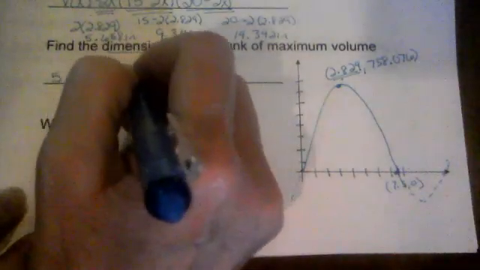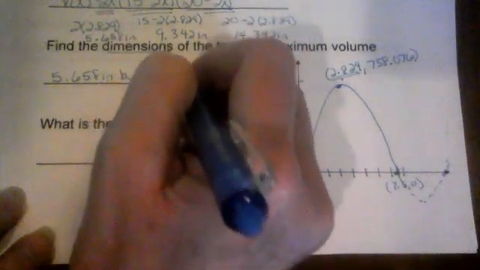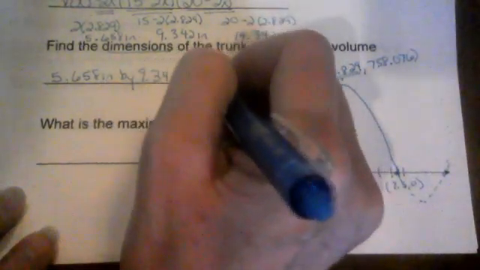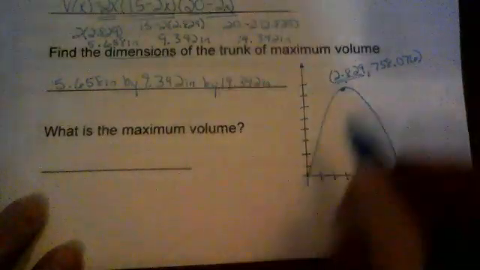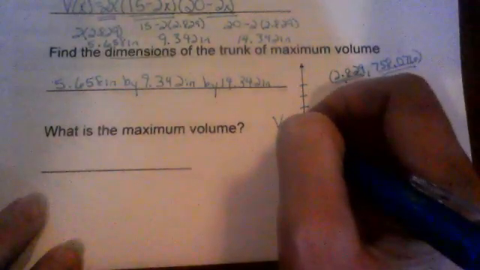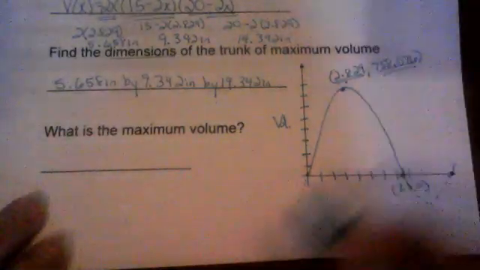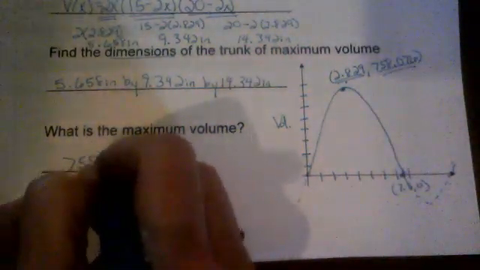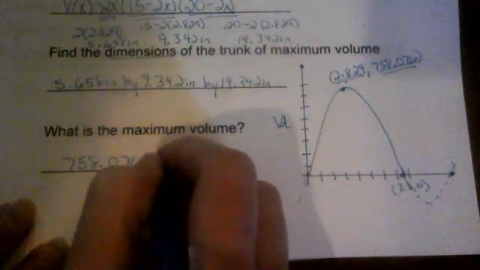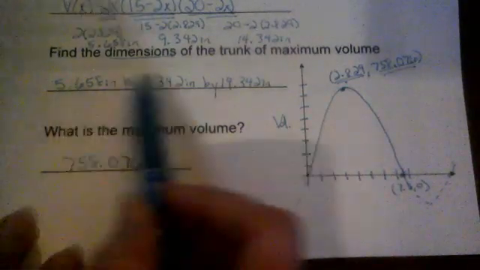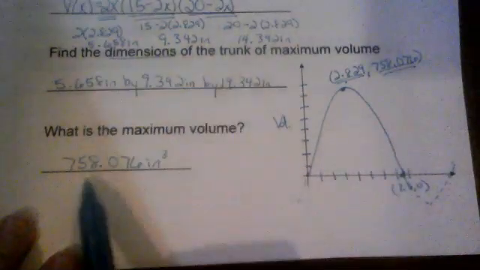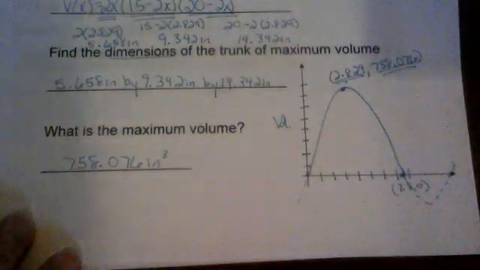So those are our dimensions: 5.658 inches by 9.342 inches by 14.342 inches. And then it says, what is the maximum volume? Well, our volume, remember, is our Y value, and our highest Y value is 758.076, and that's going to be in cubic inches. So we also should get about that same number if we multiply length times width times height. We rounded, so not exact, but that's where the numbers come from.